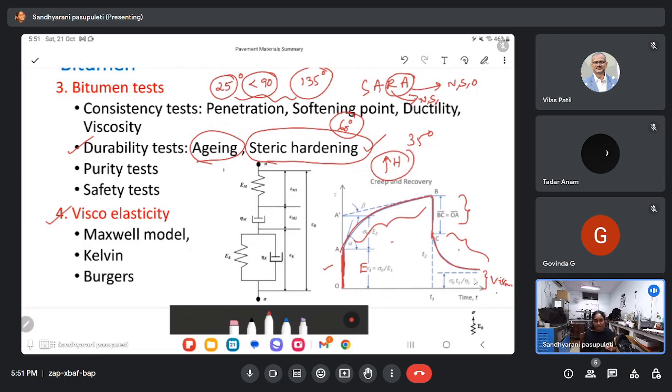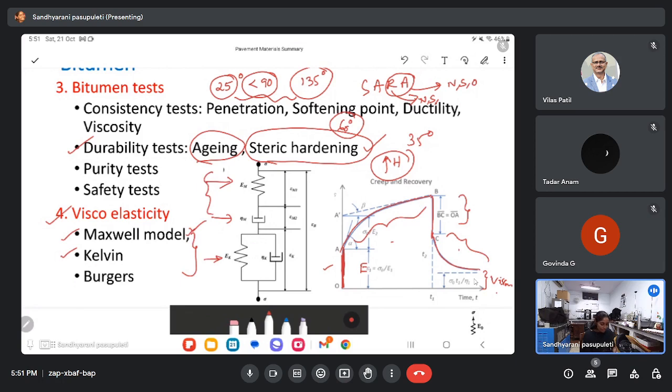In order to quantify that, the data that we are receiving from this creep and recovery experiment needs to be modeled. So in order to model that, we have the Maxwell model and the Kelvin model. In the Maxwell model, this is the dashpot, this is the spring. Spring represents the elastic nature, dashpot represents the viscous nature. If these two are in series, that is called the Maxwell model. If these two are in parallel, that is called the Kelvin model.